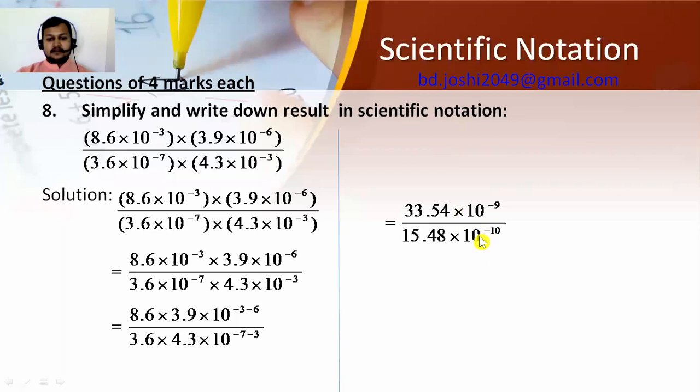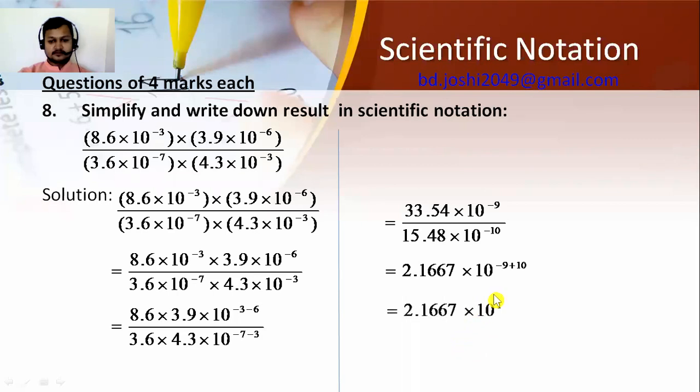There is 10 power -9 in the numerator as well as 10 power -10 in the denominator. While taking this 10 power -10 to the numerator, it becomes plus, since the power was minus. So it is 2.1667 into 10 to the power -9 plus 10. And what is the value of -9 plus 10? It is 1, only 1, and it is our required answer. Is there any confusion in it? No, sir.